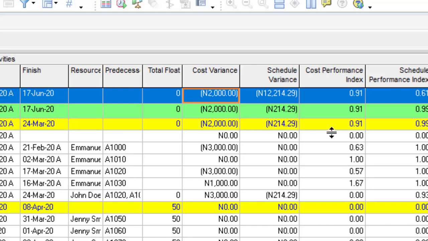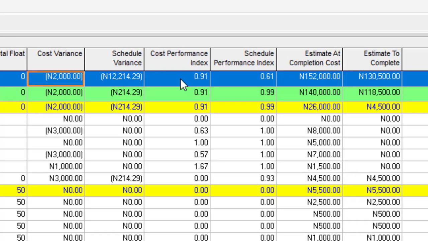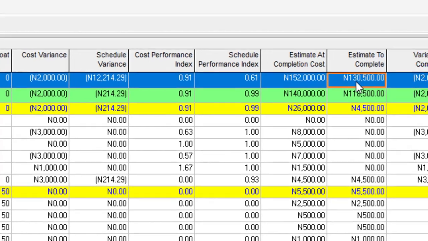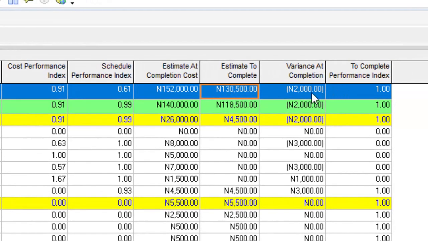And now see, our cost performance index is showing 0.91. It means we're not getting full value for money. It's also telling us that the estimate at completion is now 152 as against the 150 that we saw the last time. And this is now the estimate to complete, so we need about 130,500 to complete the project. And by the time we are done, we are going to be over budget by 2,000 in total. That's exactly what the variance at completion focuses on.